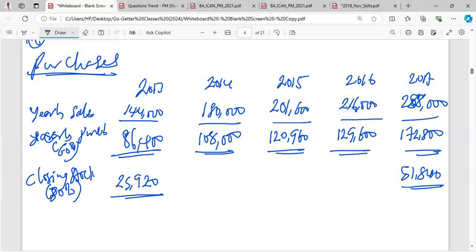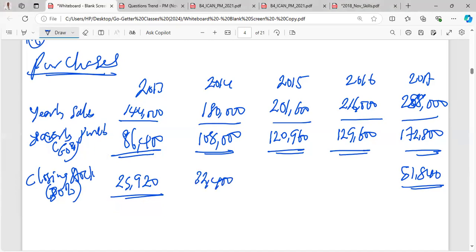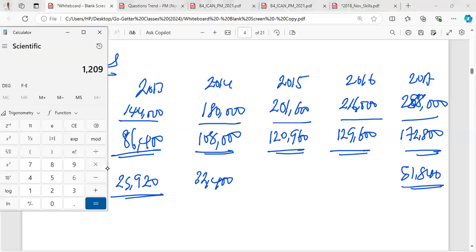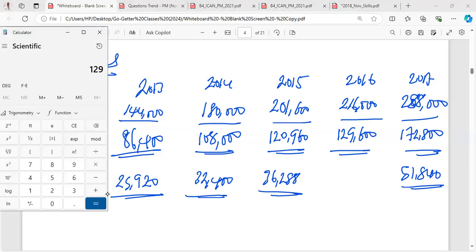Then we have 108,000 times 30%, 32,400. Then we have 120,960 times 30%, that's 36,288. Then we have 129,600 times 30%, 38,880.